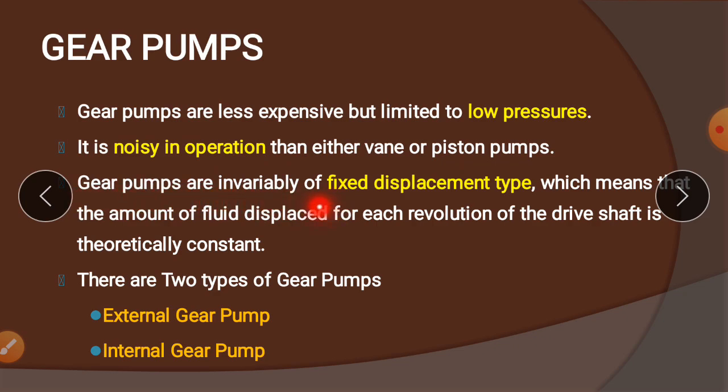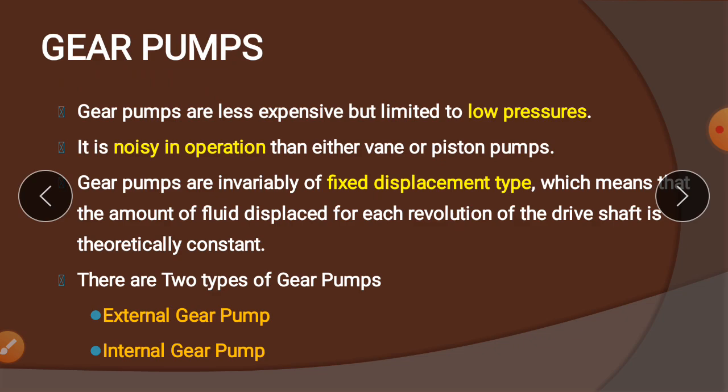Gear pumps are invariably of fixed displacement type. This is very important. Gear pumps are fixed displacement pumps. So what is this fixed displacement type? It means a fixed amount of liquid is transmitted from the gear pump, so a fixed amount of displacement can be expected. That is why it is called fixed displacement, and we can't vary the displacement of the operation. By that, it is considered a fixed displacement pump.